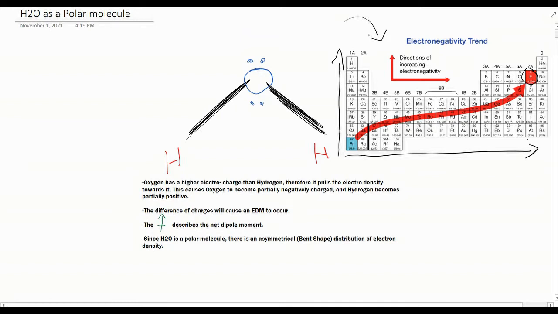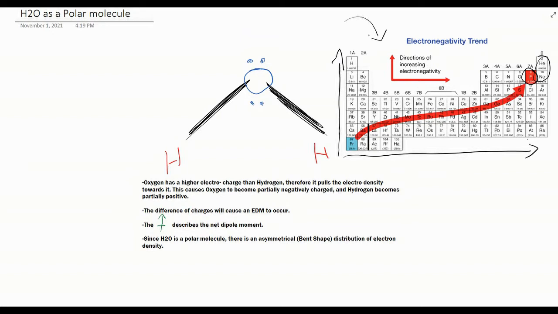Now you might ask, why is helium or neon not more electronegative? Well, this is because they are noble gases. They already have a full valence shell of electrons. And as we know, electronegativity is the ability to gain and attract electrons. So now that we understand that, let's move on to H2O.